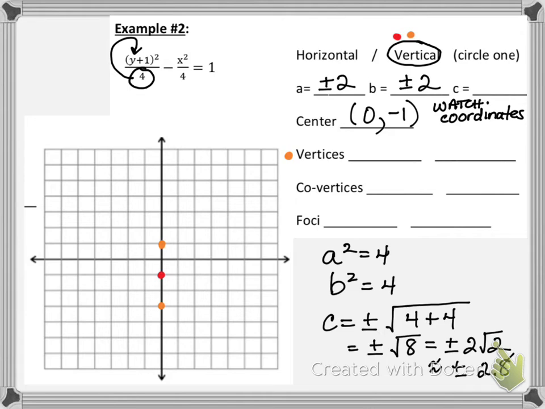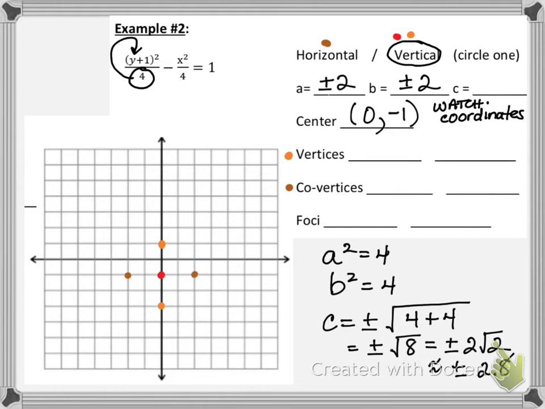The co-vertices always do the opposite. The co-vertices here are going to do the opposite, horizontal. And that was plus or minus 2 from the center. So here's my -2. Oof, that kind of fell off. There's my -2, and here's my +2.